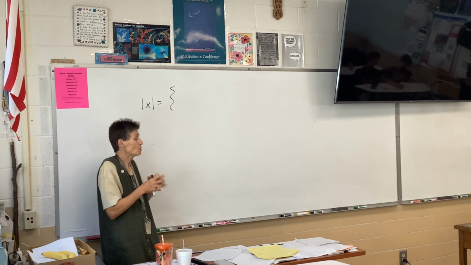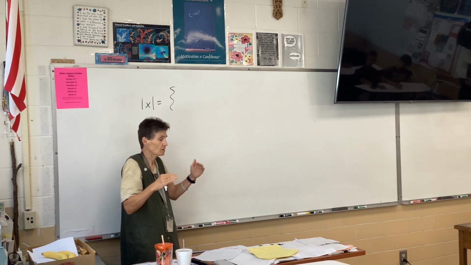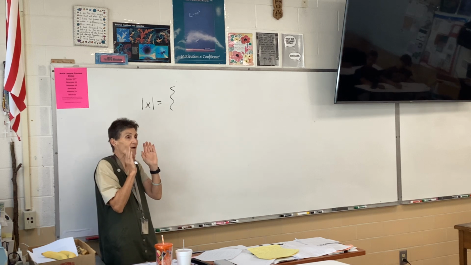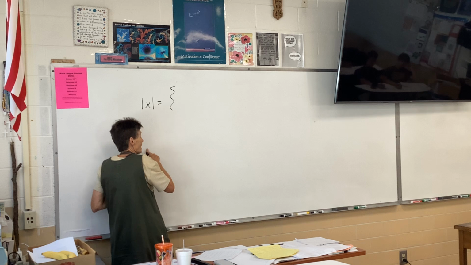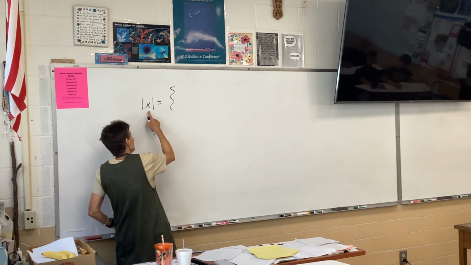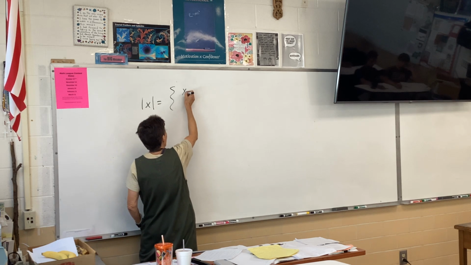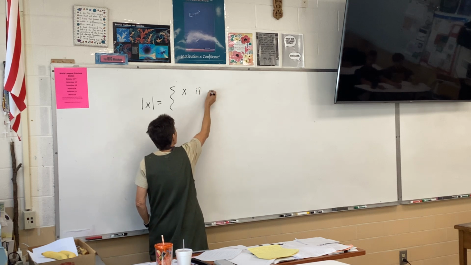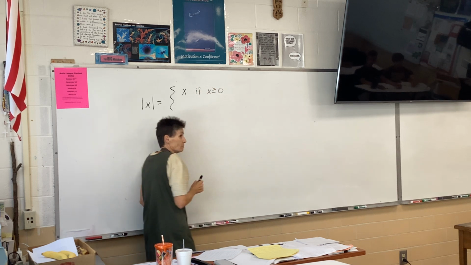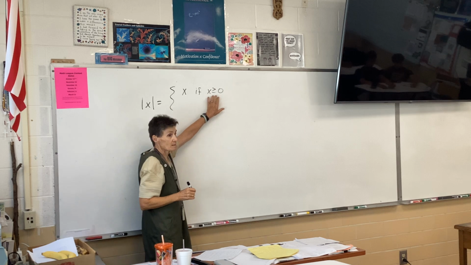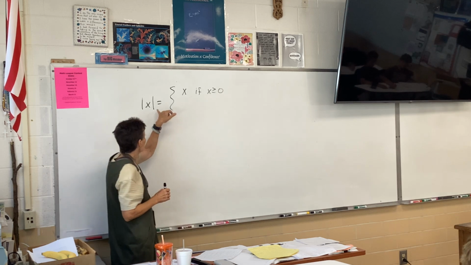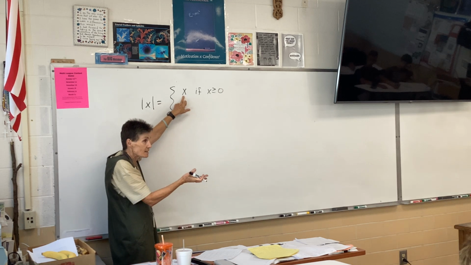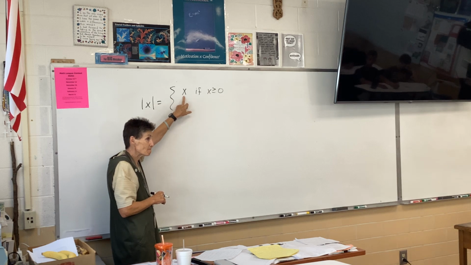Now, those are exactly right, there's nothing wrong with anything you said, but we have a definition for absolute value. The definition for absolute value says that the absolute value of x is x if x is greater than or equal to 0. What does this mean? The number is positive. If the number is positive, then the absolute value of it is itself, right?